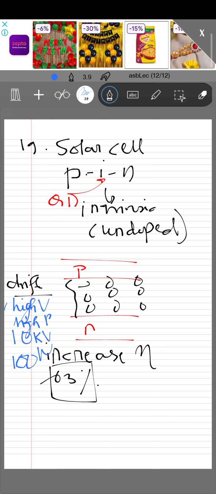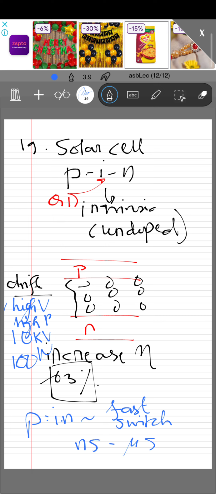Also, putting in this intrinsic layer helps in faster switching, which means the switching can be in nanosecond or microsecond time. So these are the different applications of quantum dots.